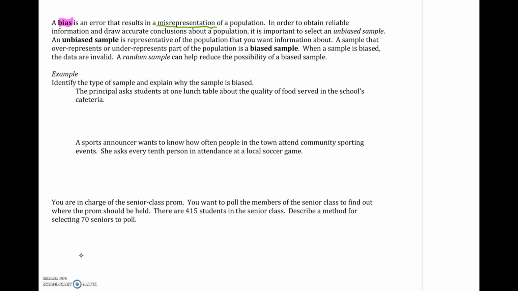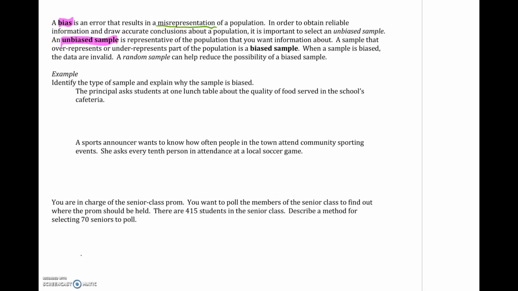So for example, it's like what I've mentioned in previous situations. If you're looking at an entire school and you sample just the freshmen, so if you're trying to represent the entire high school, 9 through 12, but you only sample freshmen, you're misrepresenting the whole population by saying, hey, everyone's just a ninth grader, right? So that's a bias. So we want to always try to select what we call an unbiased sample.